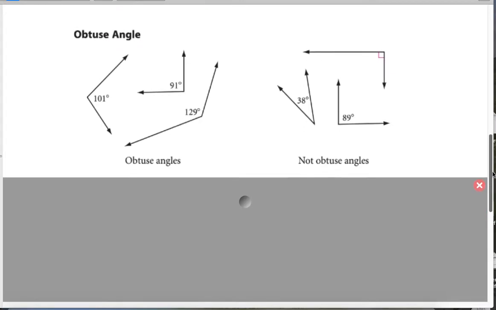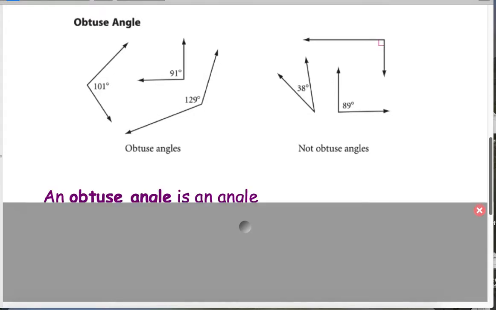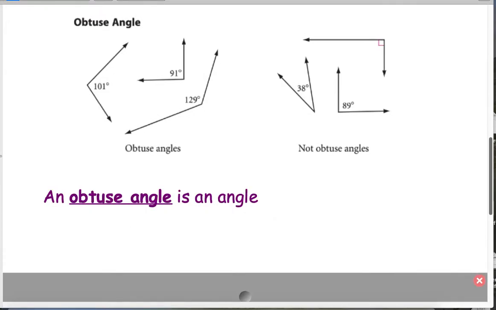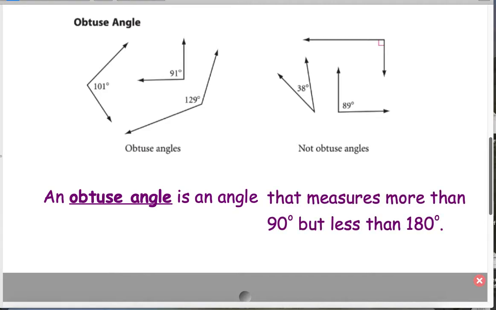So what's our definition of an obtuse angle? An obtuse angle is an angle that measures more than 90 degrees but less than 180 degrees. So it's in between 90 and 180. So we've got between 0 and 90 is acute. 90 exactly is called a right angle. Between 90 and 180 is an obtuse angle.